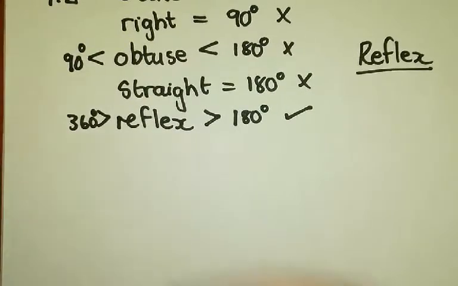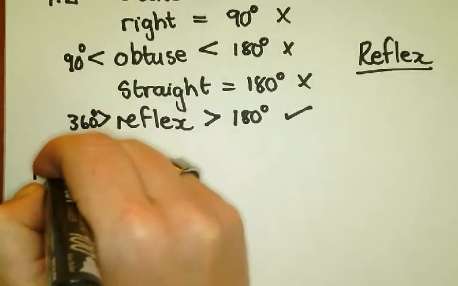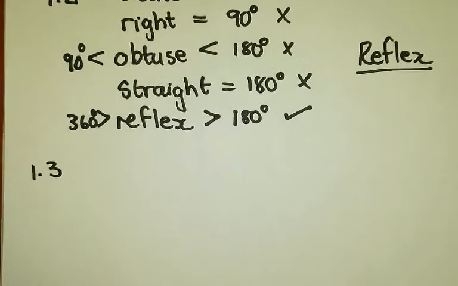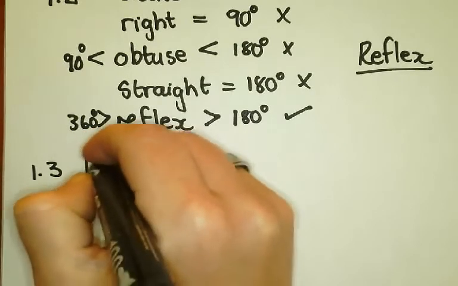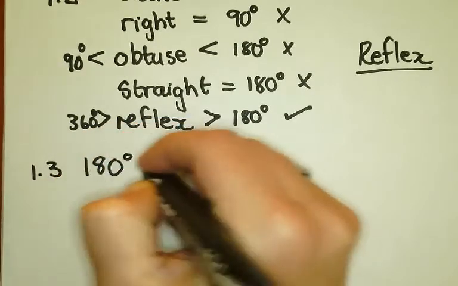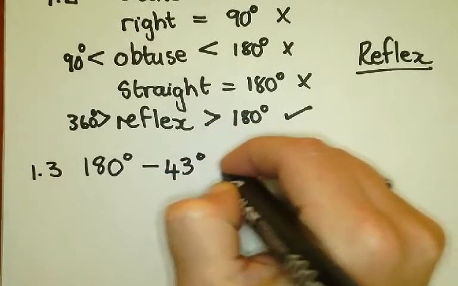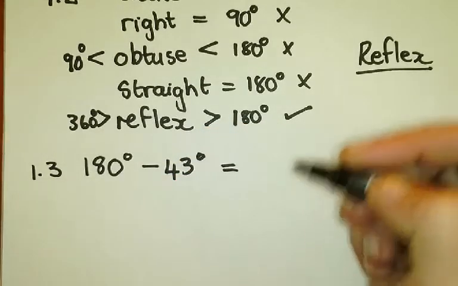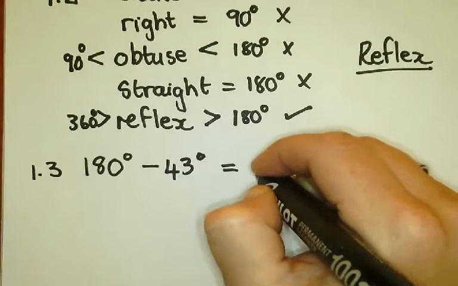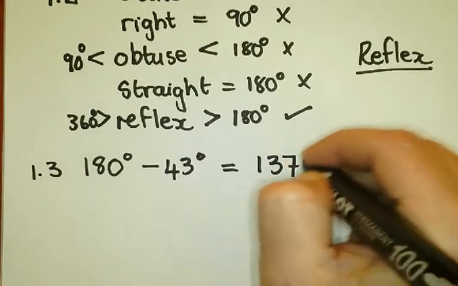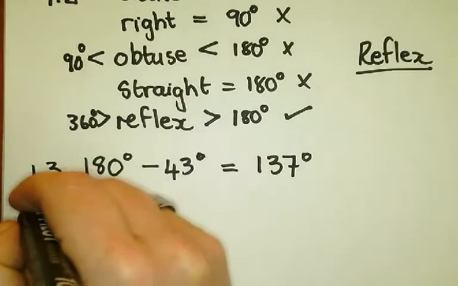Then for 1.3 we are asked to find the supplement of 45. Now supplementary angles give us 180, so to find the supplement we go 180 minus the angle that we're looking for, and this would be 137 if my maths allow me.